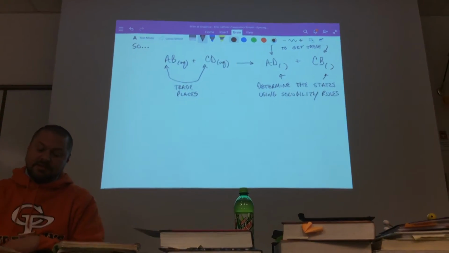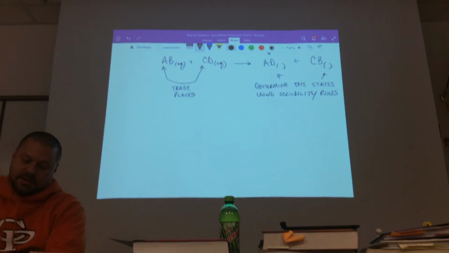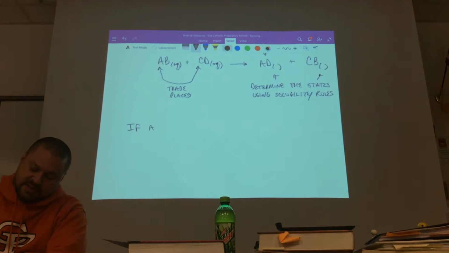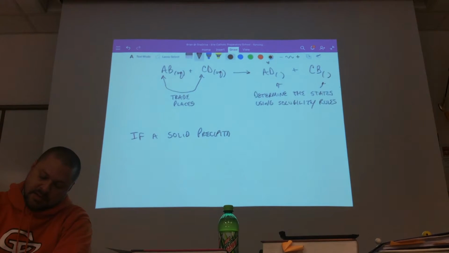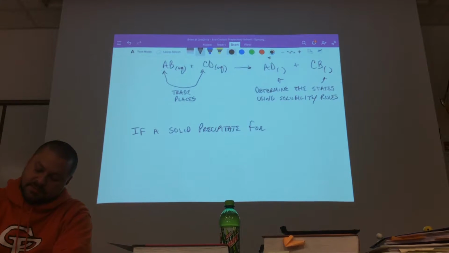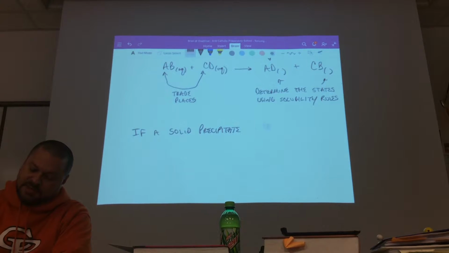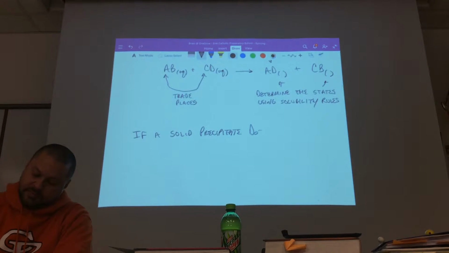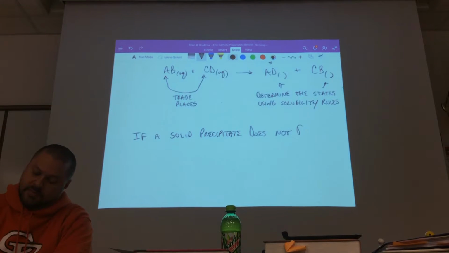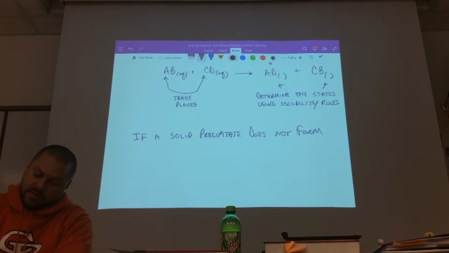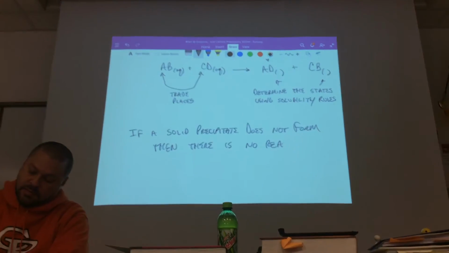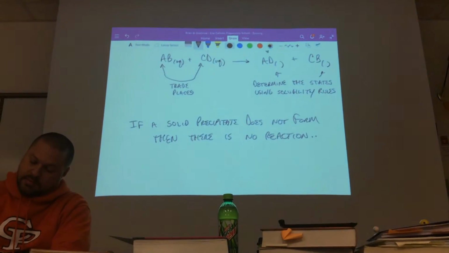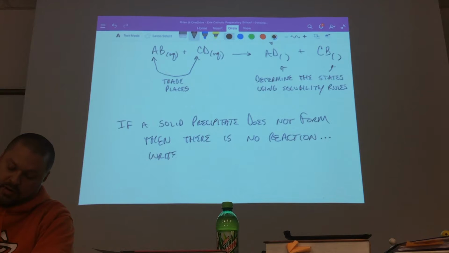Determine the states using solubility rules. Okay, so if a solid precipitate forms, well, let's do it this way. If a solid precipitate does not form, then there's no reaction. Right, no reaction.